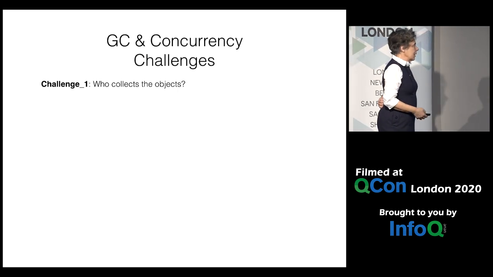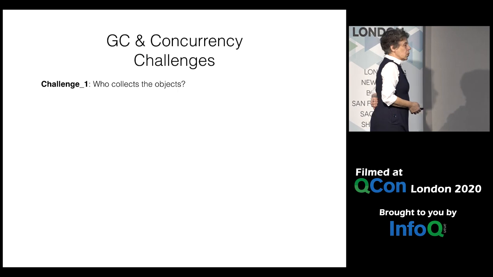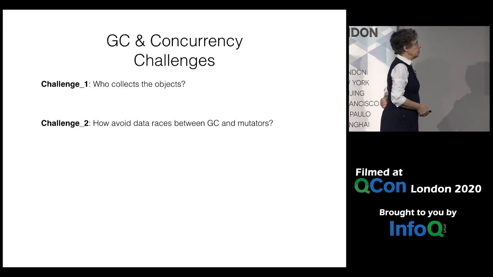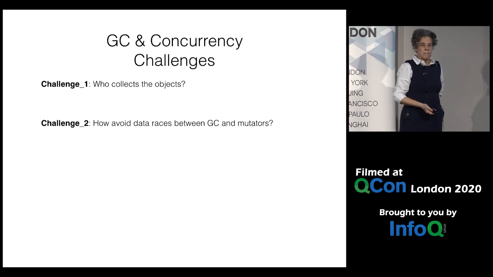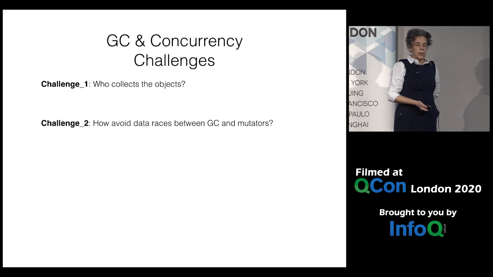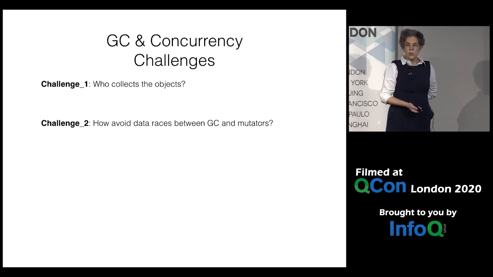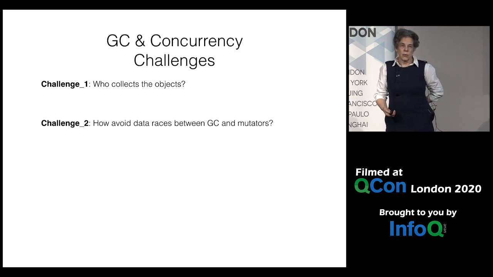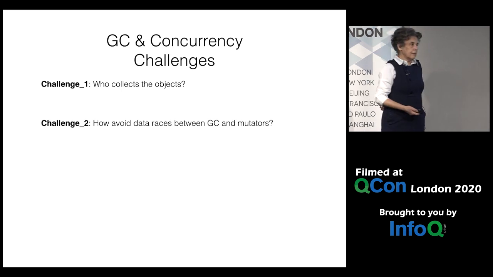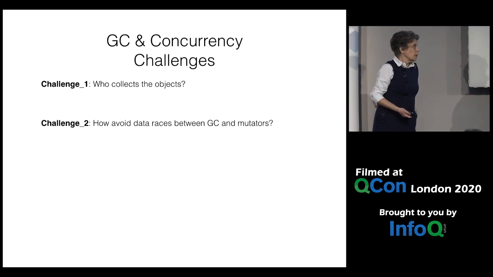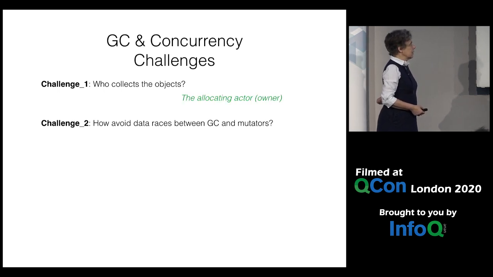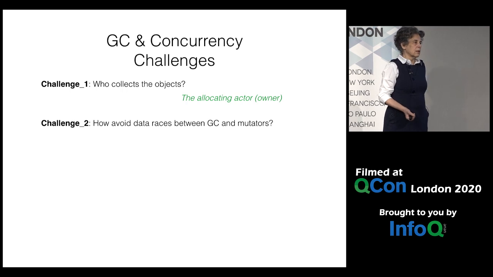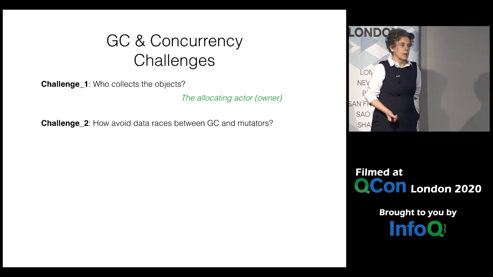So what are the challenges, and what have we done about them? First challenge: who collects the object? Second, how do we avoid data races between garbage collection and mutation, garbage collection and behavior? After all, the garbage collector needs to trace the object graph. It needs to find what is accessible from the frame or from the fields in an actor, and the mutator modifies that at the same time. The answer to who collects the object is the allocating actor. Whoever created an object is the owner, and is responsible for finding out when the object is no longer accessible and removing it.